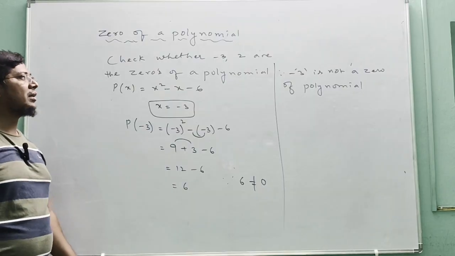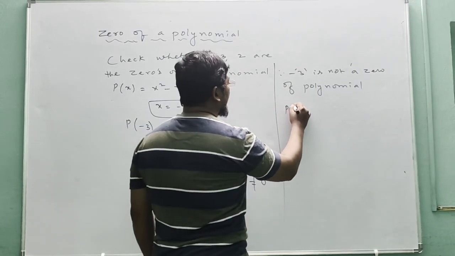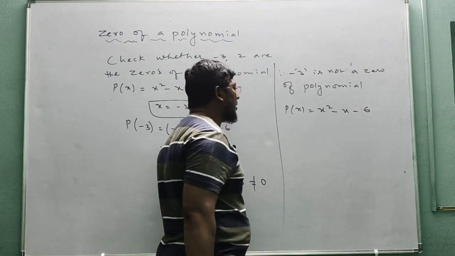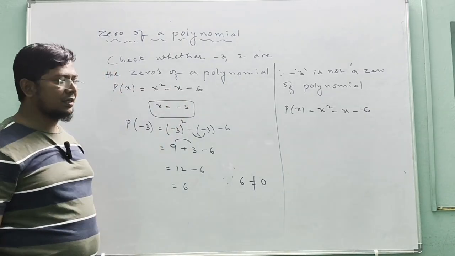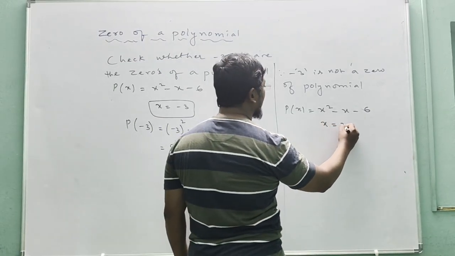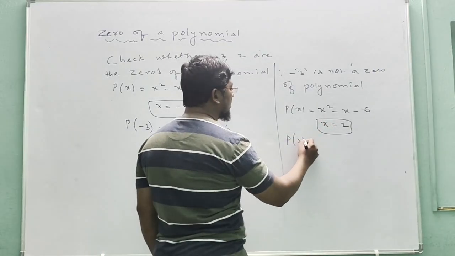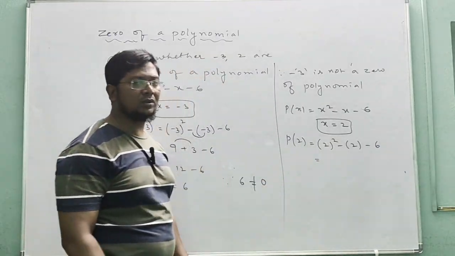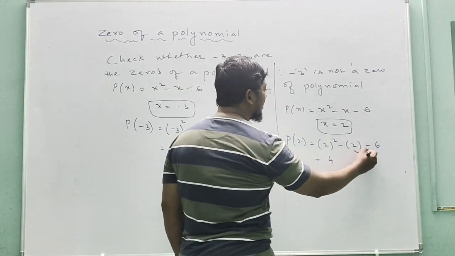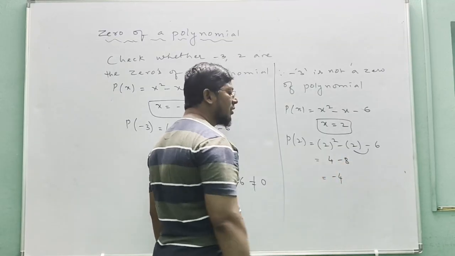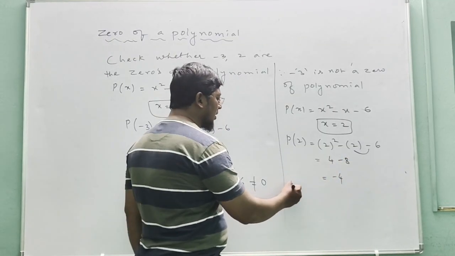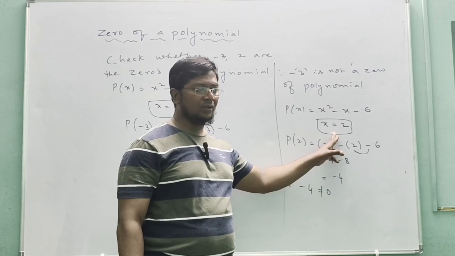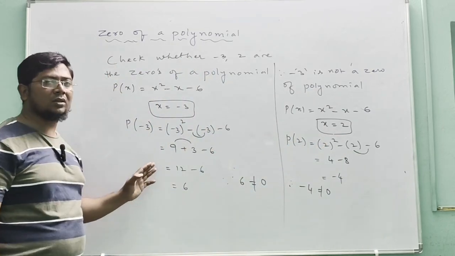So what is the next one, sir? We have 2. So we should substitute P of x is equal to x square minus x minus 6. In place of x, the second value, x is equal to 2. We have to substitute P of 2 is equal to 2 square minus 2 minus 6. So what is 2 square? 4. Minus 2 minus 6, minus 8. 4 minus 8 is what? Minus 4. Therefore, minus 4 is not equal to 0, and 2 is not a 0 of a polynomial.